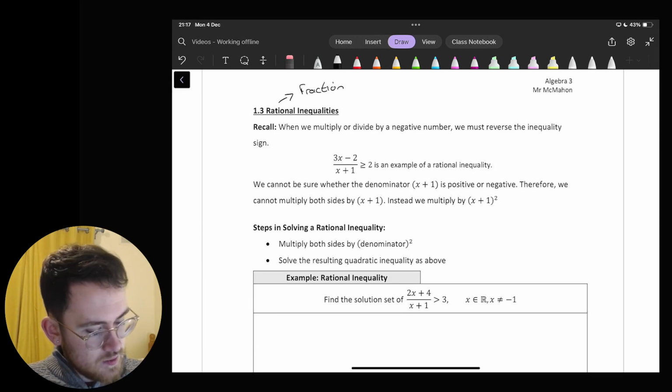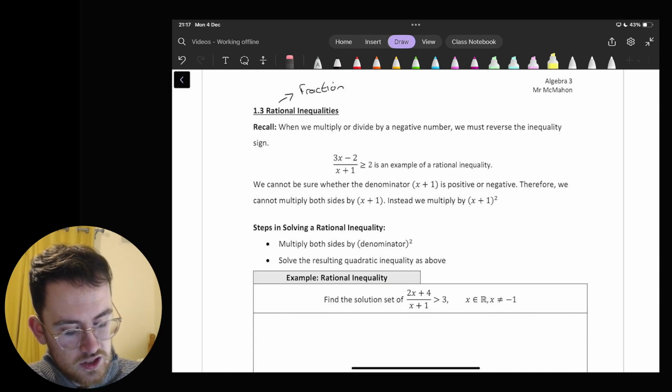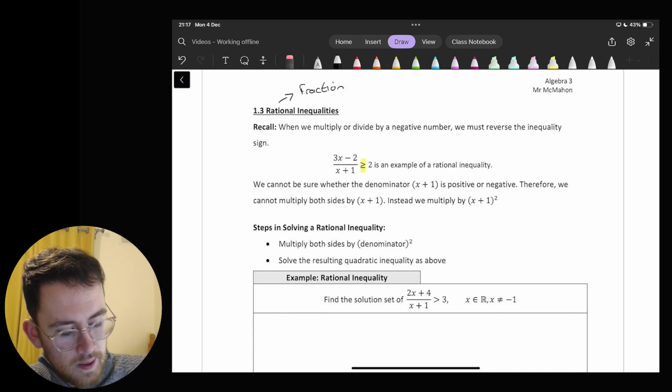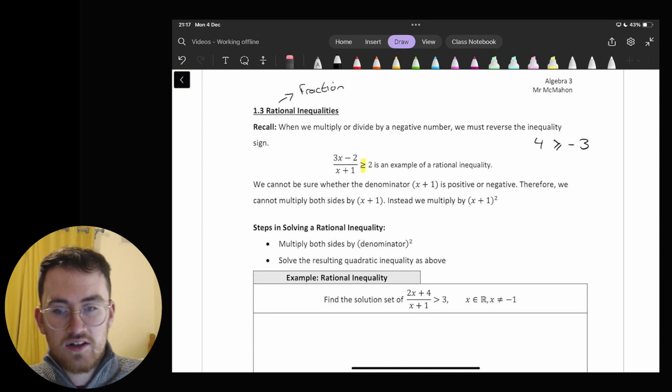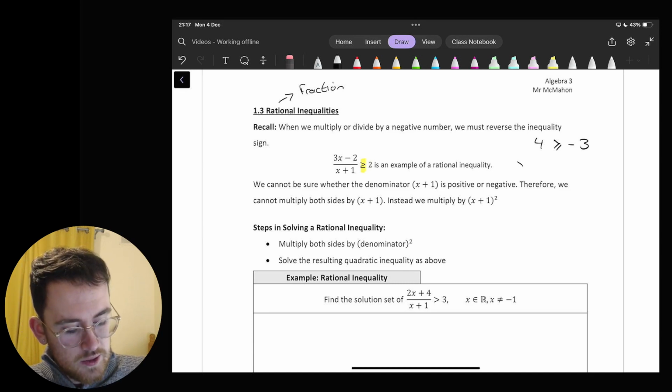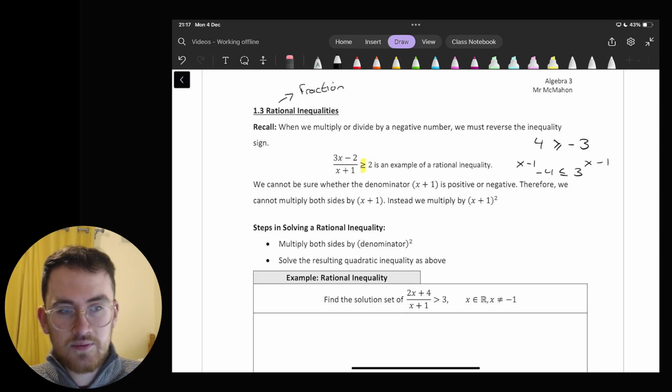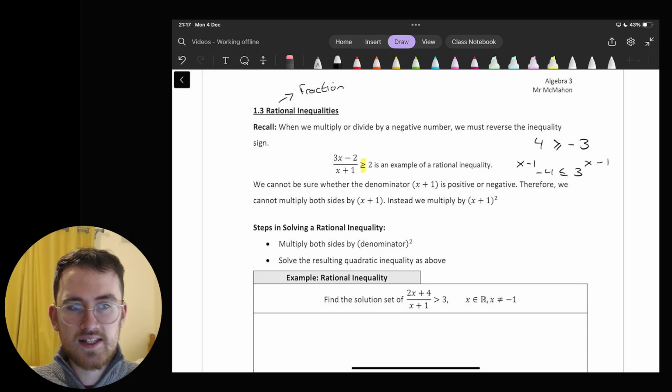One of the key differences with these questions is that because we have our inequality sign, we should remember that if I multiply by a negative number, say for example 4 ≥ -3, if I multiply by a negative number, then I must flip my inequality sign. Okay, then I have to flip my inequality sign.